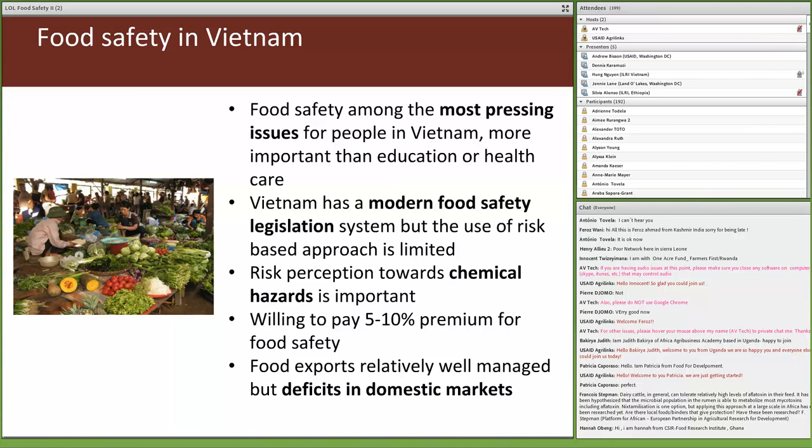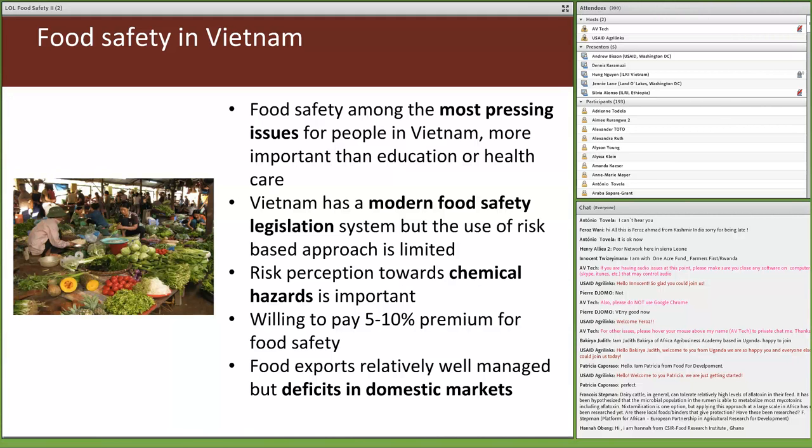To address this, the Vietnam government has been setting up a rather modern food safety framework that requires the use of a risk-based approach. However, the reality shows that the application of the risk-based approach is not very strong at the moment. Another issue is that the perception of the general population is very much focused on chemical hazard, chemical contamination of food. In the urban environment and some other places in Vietnam, people are really willing to pay more to have safer food.